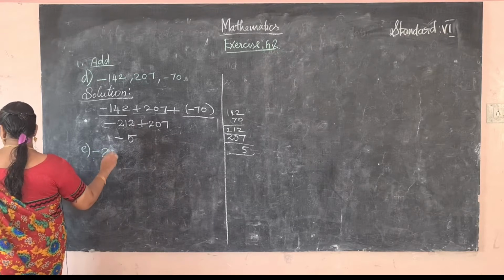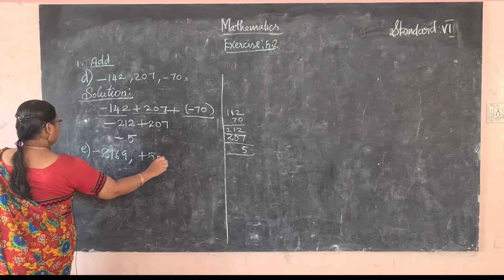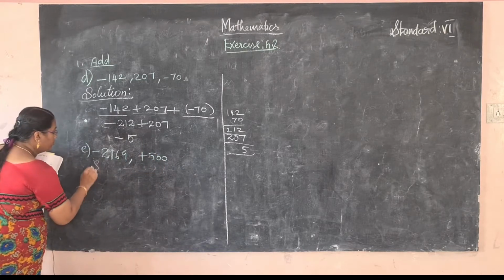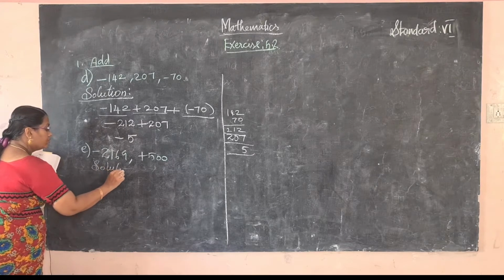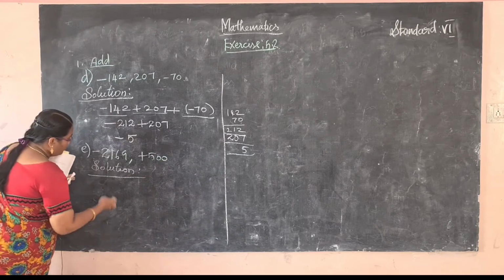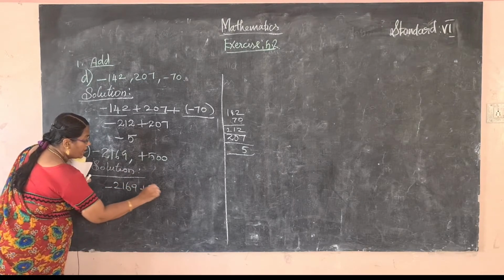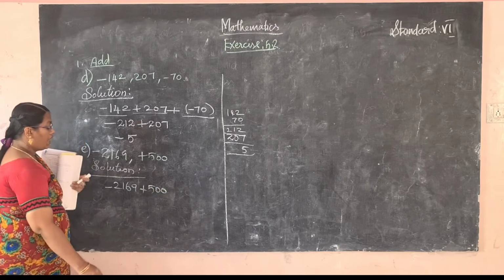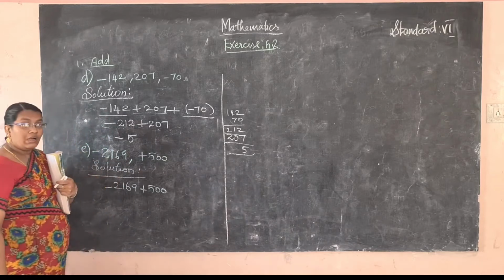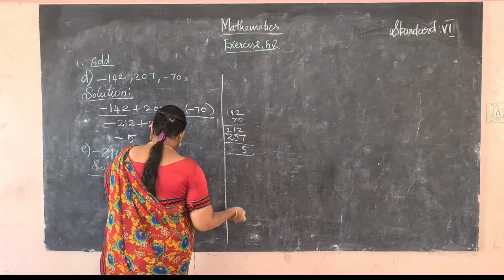Minus 2169 plus 500. So solution: minus 2169 plus 500. Two different signs will come. What do we do? Subtract and put the greater number's sign.